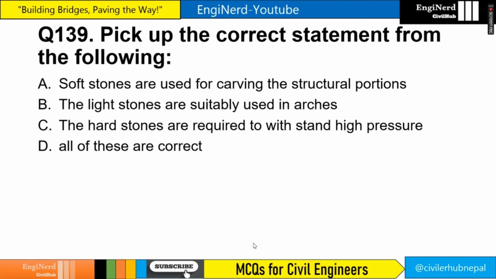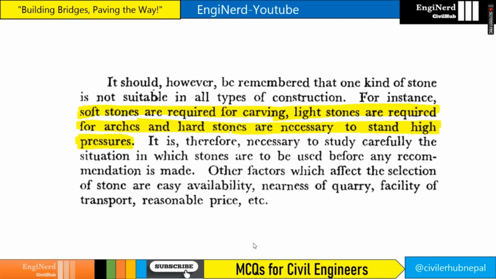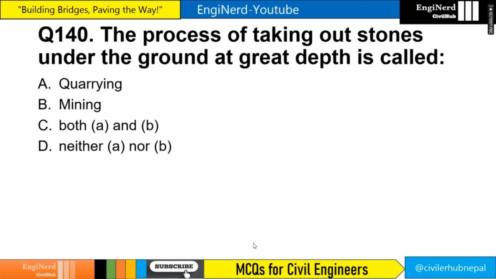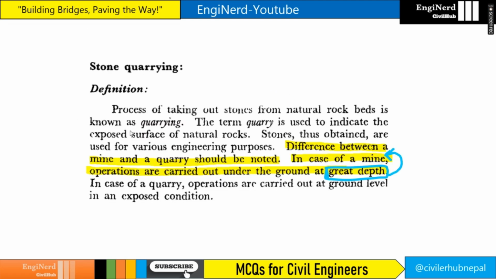Pick up the correct statement from the following. Soft stones are for carving, light stone for arches, and hard stone, right? So all of these are correct. You can read here. The process of taking out stones under the ground at great depth is called. So most of the people are confused here, and the answer is, I think, given as both A and B. If you see here, the difference between a mine and quarry should be noted. So if you see here, the process of taking out stones from natural rock bed is known as quarrying, and the term quarry is used to indicate the exposed surface of natural rocks, right?